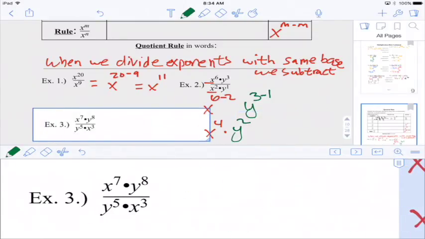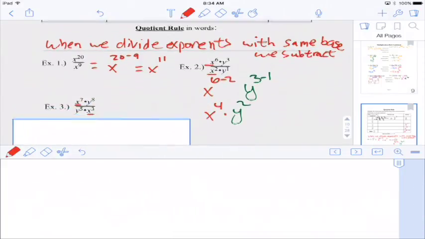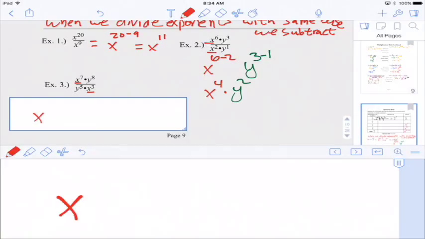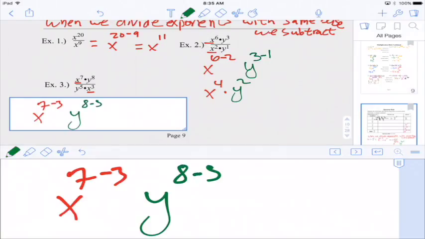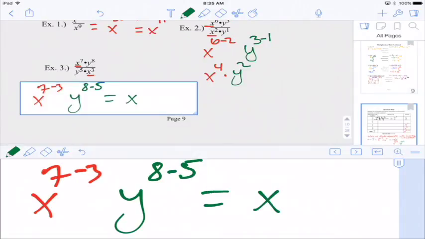And example 3, same thing. I have x to the 7th and x cubed, and I'm going to divide those. When I divide the same base, I subtract exponents. So 7 minus 3 and y to the 8 minus 5. This means x to the 4th times y to the 3rd.